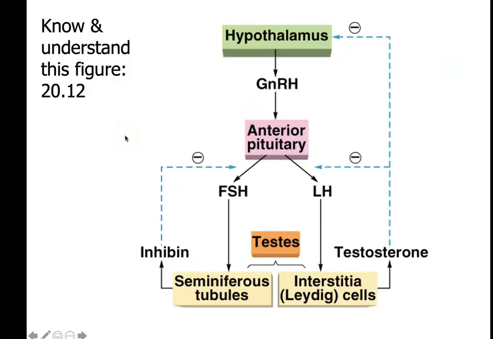Okay. So now we have to go back to a little bit of our endocrinology, and I want you to know and understand this figure. The hypothalamus is going to produce a hormone called GnRH. GnRH is going to tell the anterior pituitary to make FSH and LH. Those are going to tell the seminiferous tubules and the interstitial cells, the Leydig cells, in the testes to make two hormones. One is called inhibin, and one is called testosterone. And these hormones together are going to control sperm production and sperm maturation.